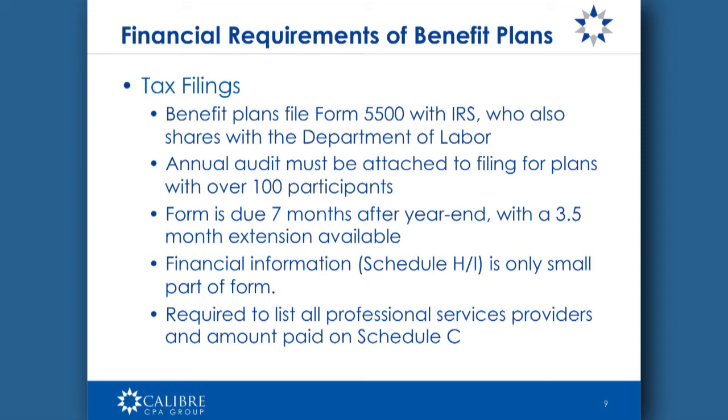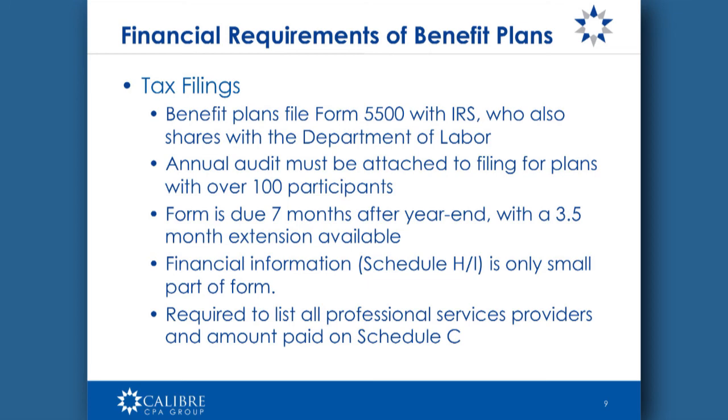The financial information on the Form 5500, Schedule H or I, depending on the size of the organization, is really just a small piece of the form itself. You have to list out your balance sheet and your income statement and so on. But there's a lot of other disclosures required. Most notably is what's referred to as Schedule C on this form.